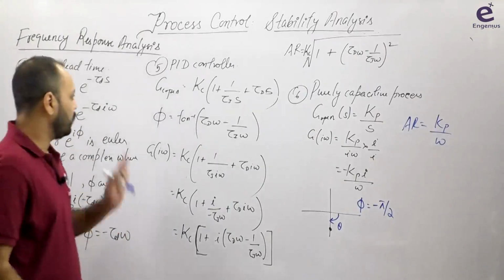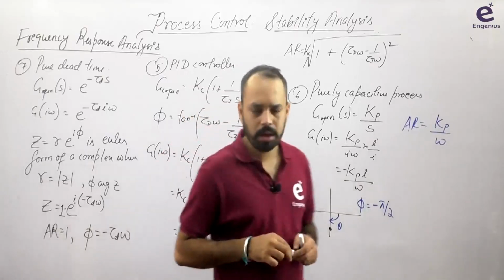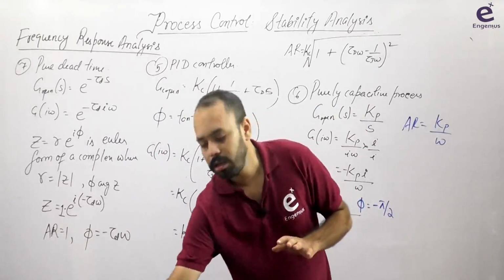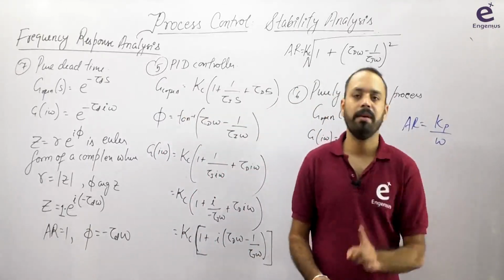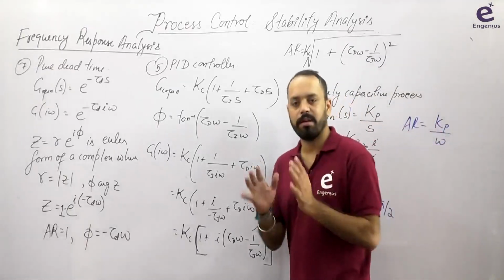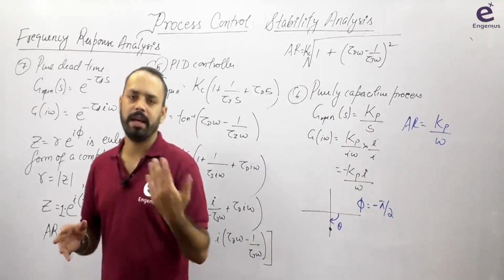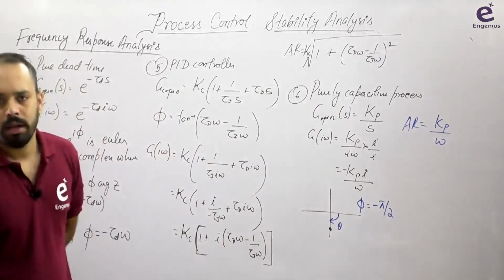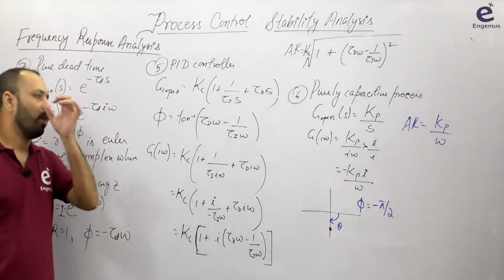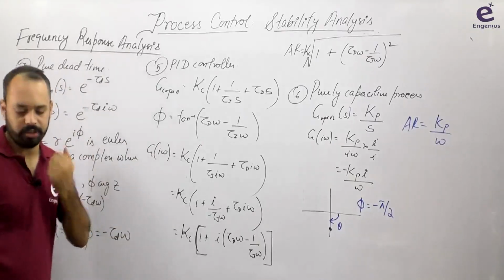This is also done. These are the 7 basic transfer functions, basic elements, and their basic amplitude ratio and phi. If you know these 7 basic amplitude ratios and phis, you can calculate the AR and phi of any transfer function. I can give you 2 examples where by using these ARs and phis, I can calculate the AR and phi of any transfer function by using the property of complex numbers, by using the property of modulus and argument, which I told you earlier.